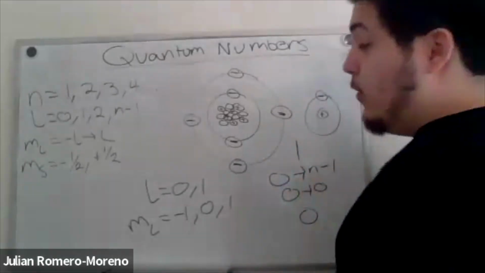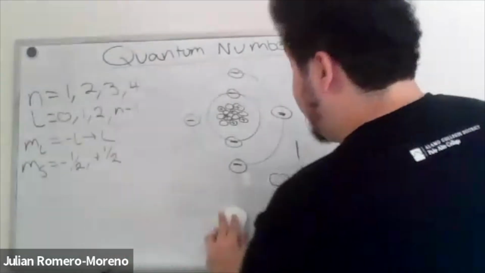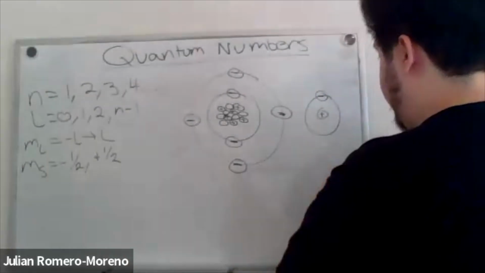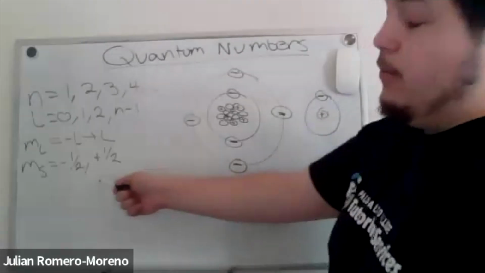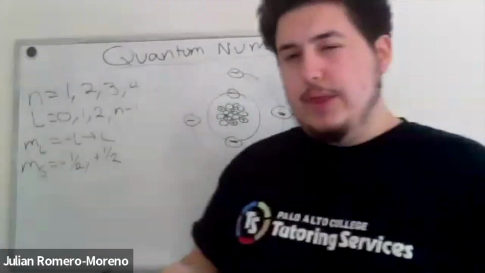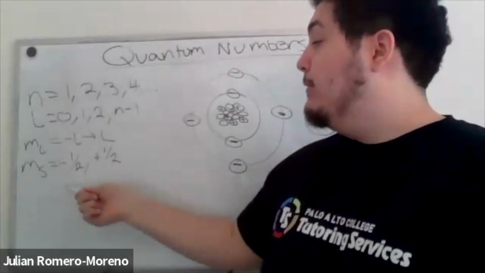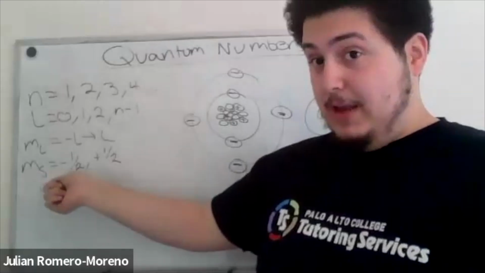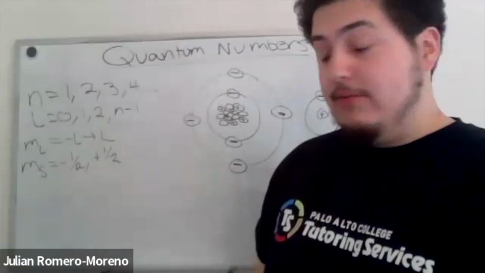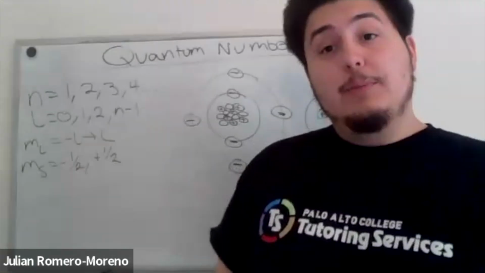And finally, within each different orbital of the subshell, we can have two electrons, which represents our downspin and our upspin, and we will go over that in a later video. But downspin, we will represent for our electron spin quantum number as a negative half. Upspin is represented as positive half. Now, a couple final things.